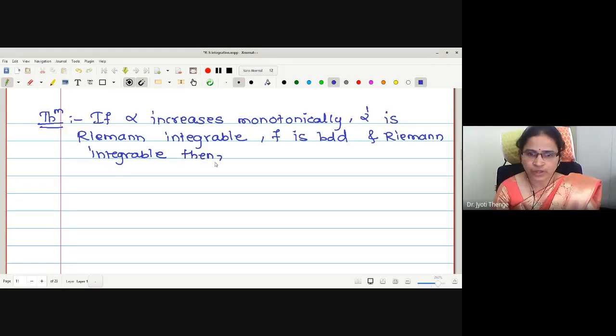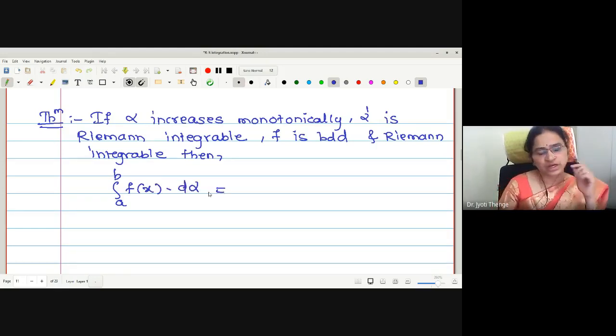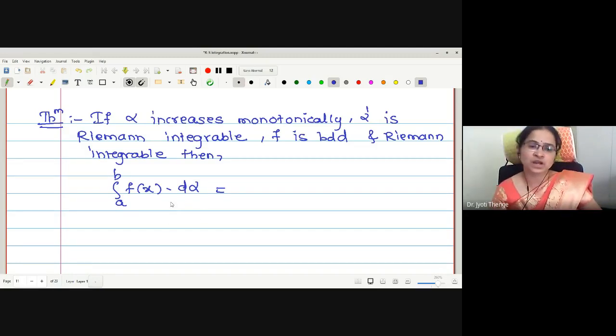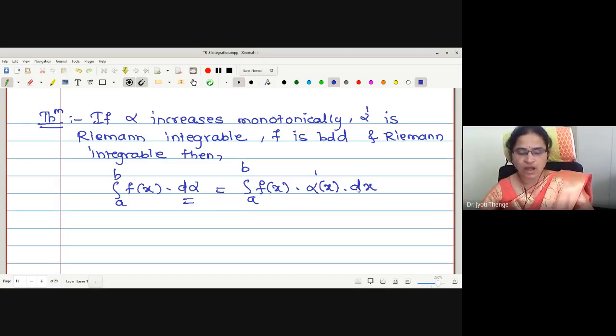then the integration from a to b of f(x) d alpha is what we want to evaluate, the integration of f with respect to another function alpha. The theorem says that this value is the integration from a to b of f(x) d alpha(x), and what we know is d alpha(x) is alpha dash of x into dx.